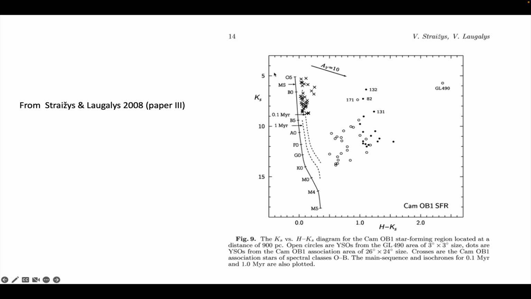So this is K versus H minus K from one of the literature papers in 2008 on AFGL 490. They actually put indications of spectral types on their main sequence there. They added in some isochrones, and they plotted some of their stars. They added a reddening vector there at the top. And they called out the names of some of their targets in here too. See, red and bright things are their young stars.